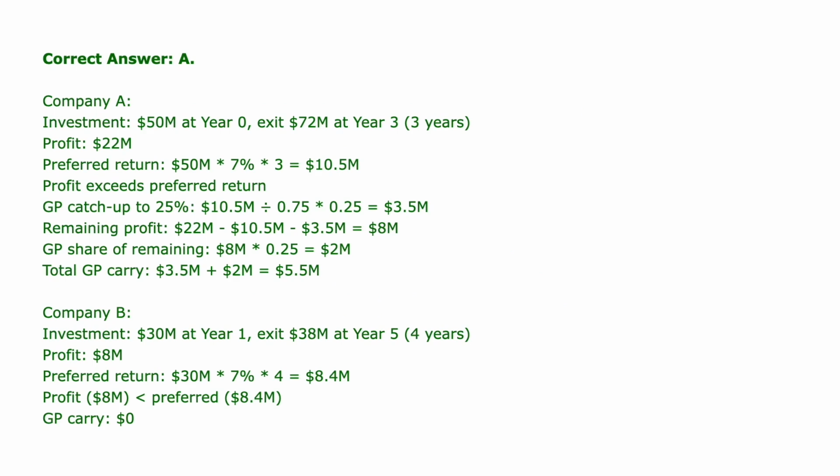Carried interest is only earned when profits exceed the preferred return. Company A, profit exceeds preferred, GP earns $5.5 million. Company B, profit does not exceed preferred, GP earns $0. Preferred return is the first hurdle. No carry interest if profits don't clear it.